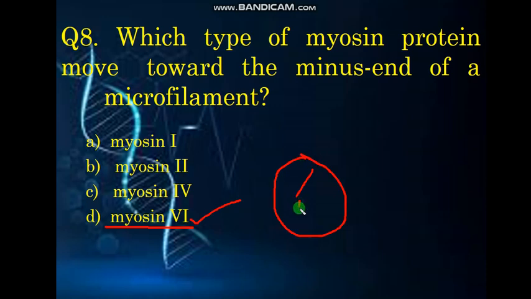This is the cell, here the centrosome. So here the minus end will be there, here the positive end. Here the myosin protein moves towards the negative end or minus end, that is myosin 6. Remaining all myosin proteins move towards the positive end.